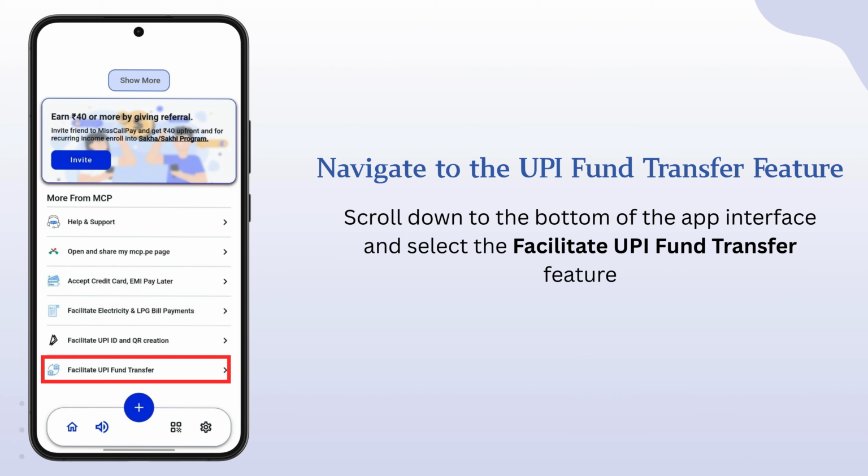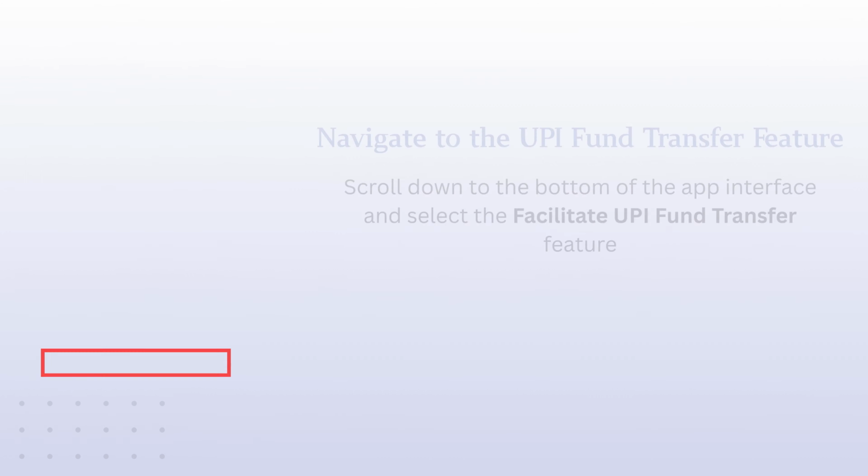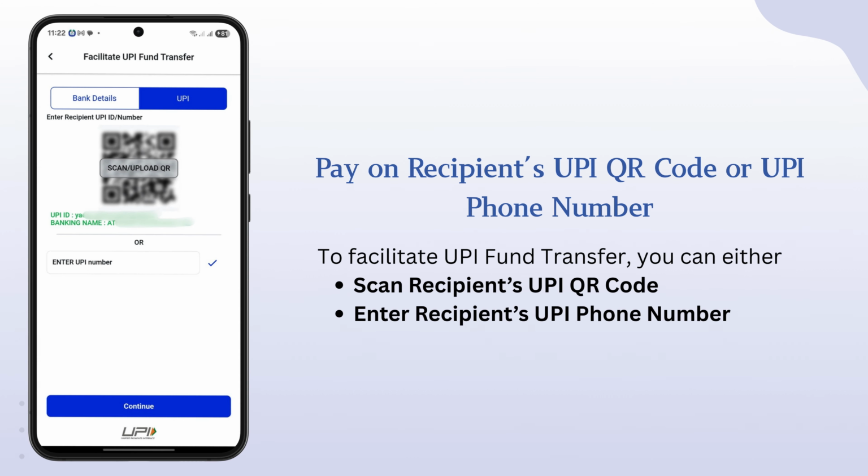Step 1. Open the Facilitate UPI Fund Transfer feature. Start by opening your MissCallPay for Business and scrolling down to the bottom of the dashboard. Here, tap on Facilitate UPI Fund Transfer. This feature lets you choose how to pay. You can pay the recipient by entering the recipient's bank details or by using their UPI ID or QR code. In this video, we are focusing on facilitating UPI fund transfers through the recipient's UPI number or QR code. So we will choose the second option, which is UPI.